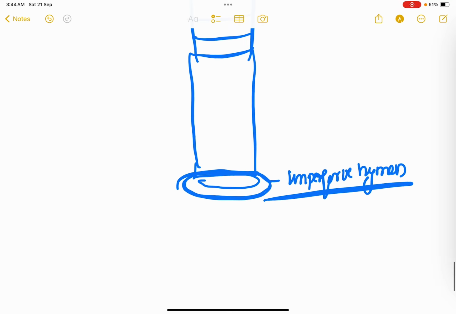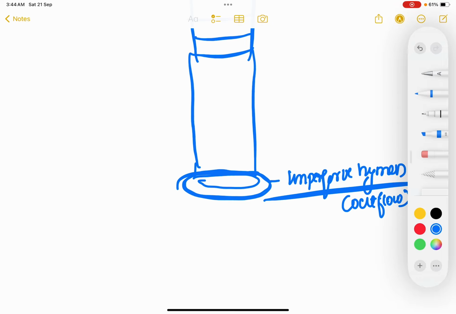So in imperforate hymen, the problem is actually with the hymen. The problem is actually with the outflow tract obstruction. Therefore, the blood is going to get collected here. In those conditions, the blood is going to be collected where? The blood is going to be collected here, and it is going to cause more pressure, which is going to look very tense, bluish and bulgy.